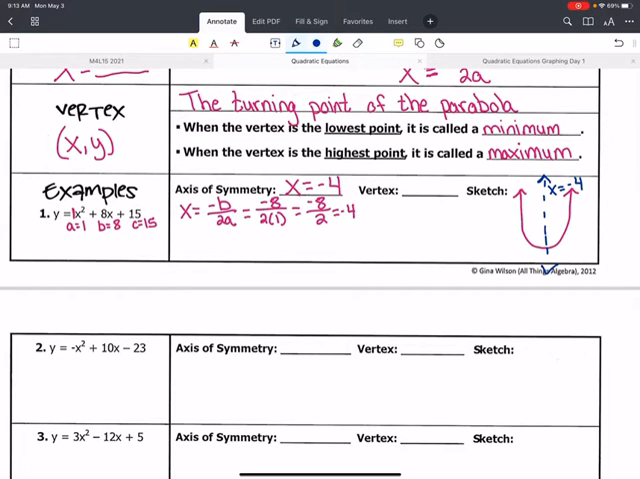And again, we're just sketching. We are not on a coordinate plane. We're not drawing an x and y axis. We're just sketching the line of symmetry and the vertex.